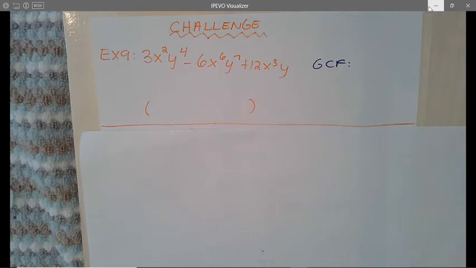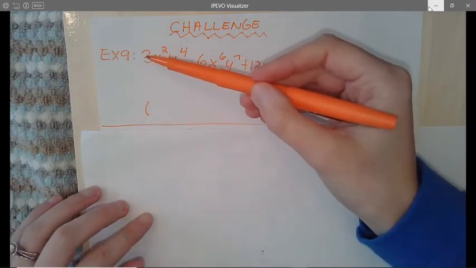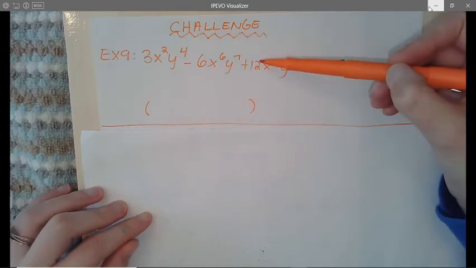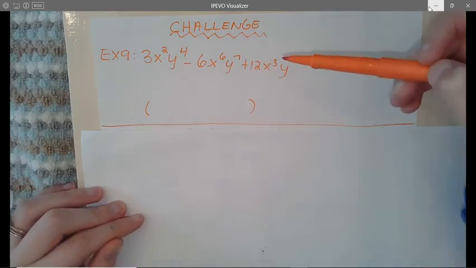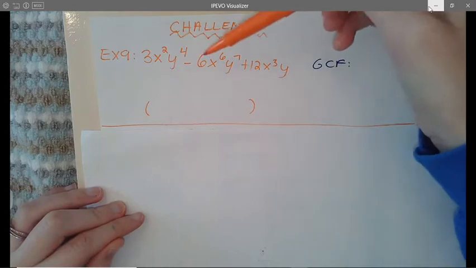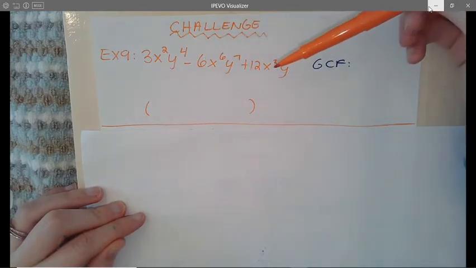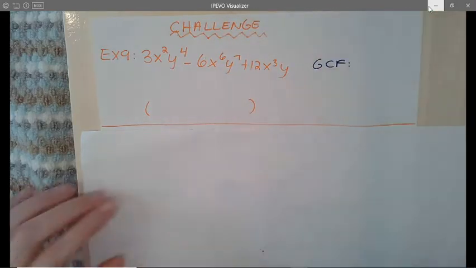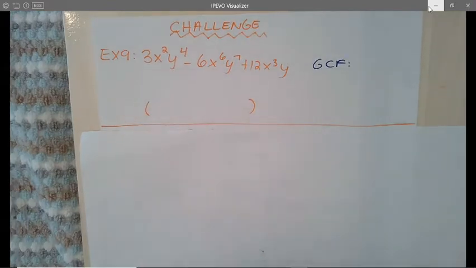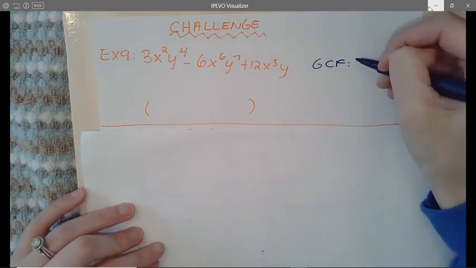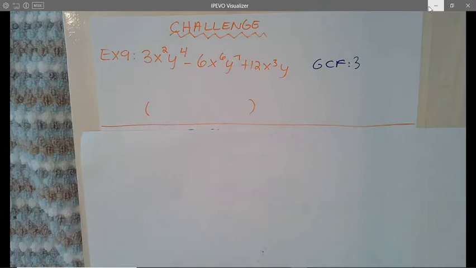Okay, so the GCF. Again, we're going to first look at the numbers or the coefficients. So I'm just going to look at the numbers. So 3, 6, and 12. What is the largest number that will divide into 3, 6, and 12? That would be a 3. See, you guys are already off to a great start on this challenge problem. Okay, so we know part of the GCF is going to be 3.